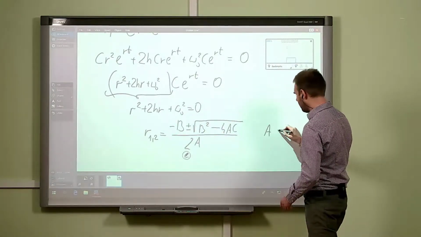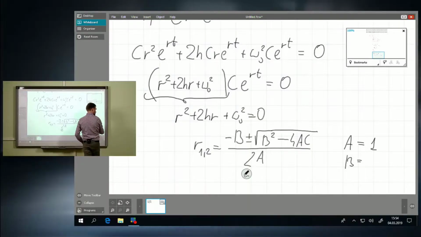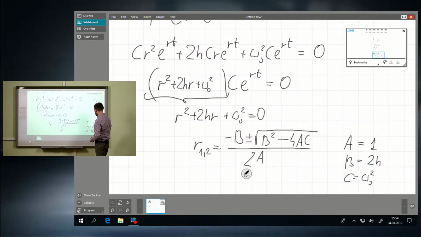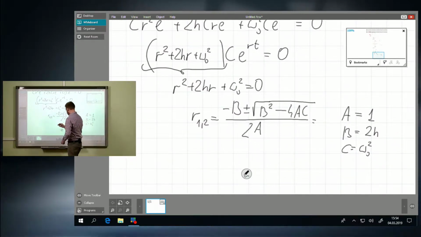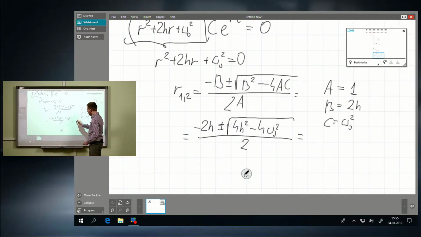Let's write it down. a is 1 in our case, b is 2h, and c will be omega 0 squared. Okay, what can we do next? We have to put the values here. It means that we have 2 times h, plus minus the square root of 4h squared minus 4 omega 0 squared, over 2.